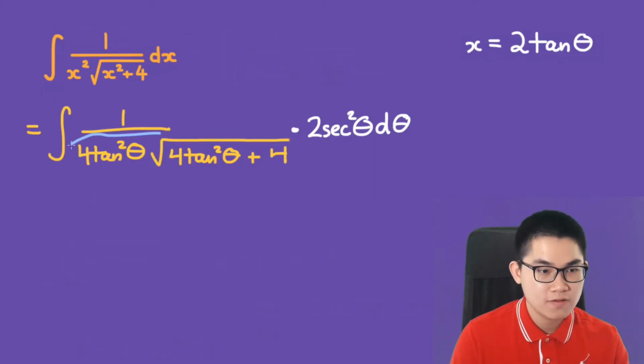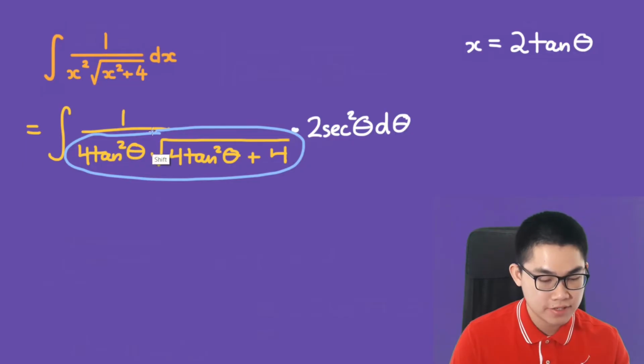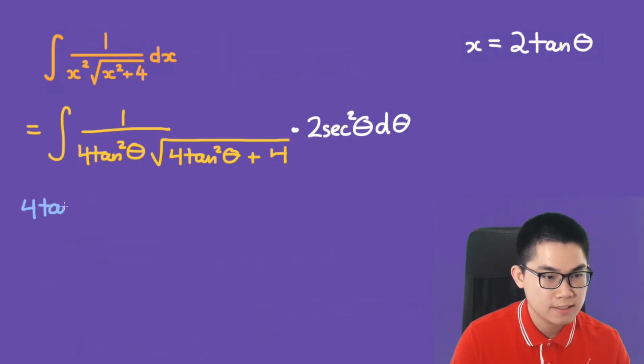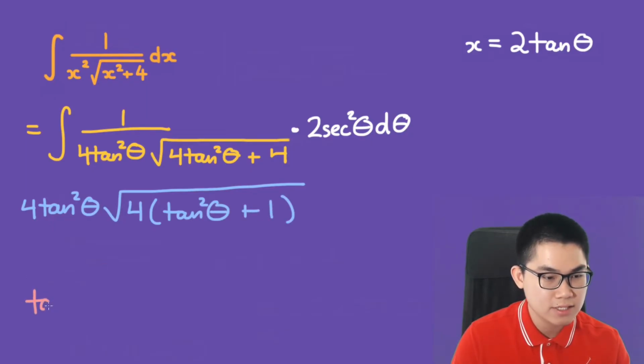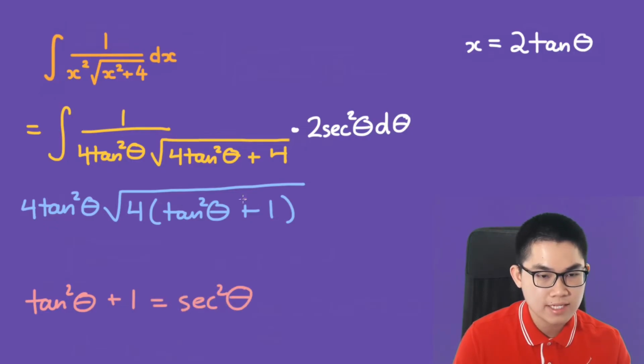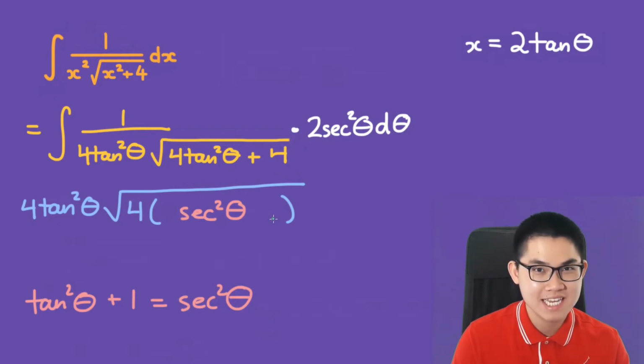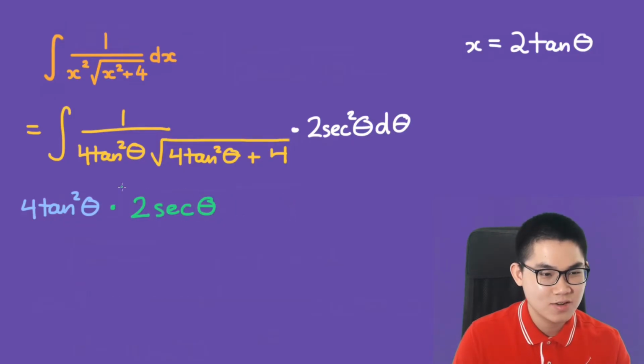Now let's solve the denominator. Let's simplify it first. We have 4 tan squared times the square root of 4 tan squared plus 4. Let's factor out the 4. So we have 4 times tan squared plus 1. And we know that tan squared plus 1 is secant squared, so let's go ahead and replace it. So what is the square root of 4 times secant squared? It's going to be 2 times secant. So this will be our new denominator.